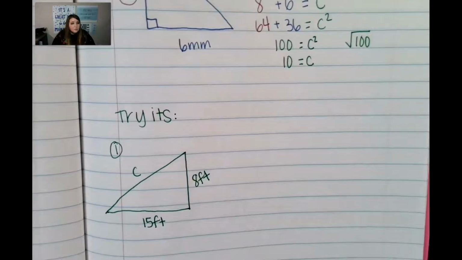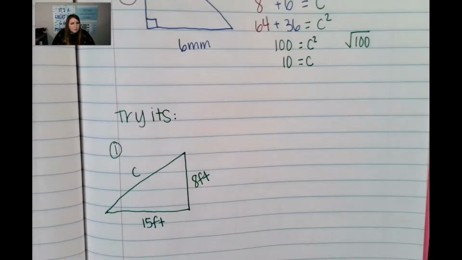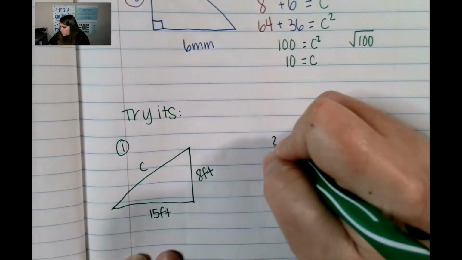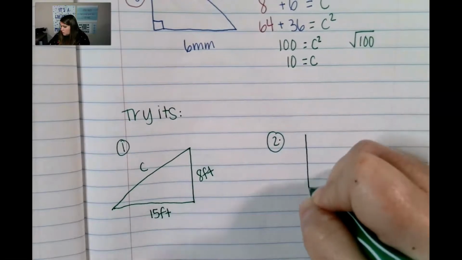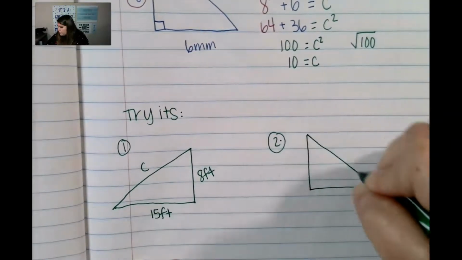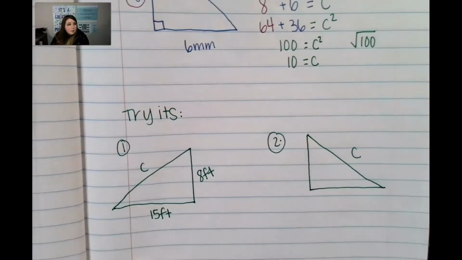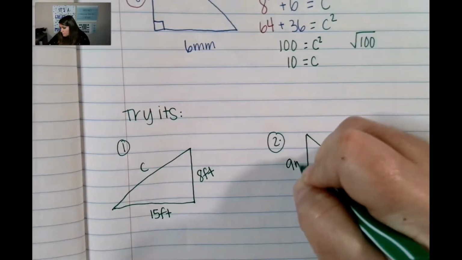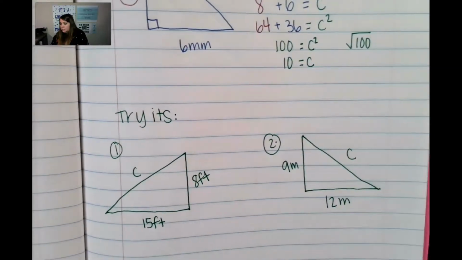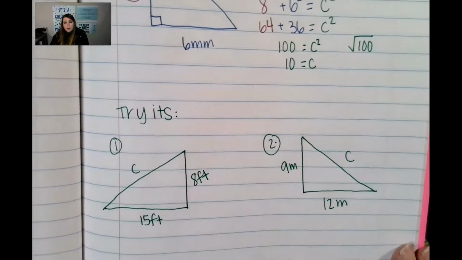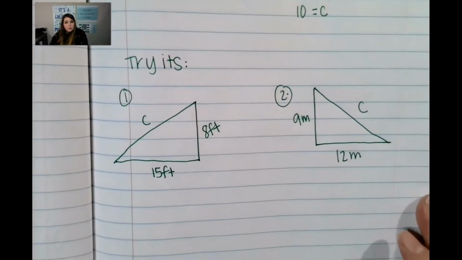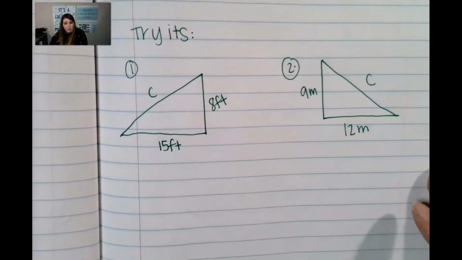And let's see, the next try it that we're going to do, I don't want to do that one because that one has fractions in it, and I don't think we need to worry about fractions right now. Let's do this one. So try it number 2. Again, you're looking for letter C. This one is 9 meters by 12 meters. All right, so go ahead and hit pause right now so you don't hear me solving. And then when you are ready, you can come on back.